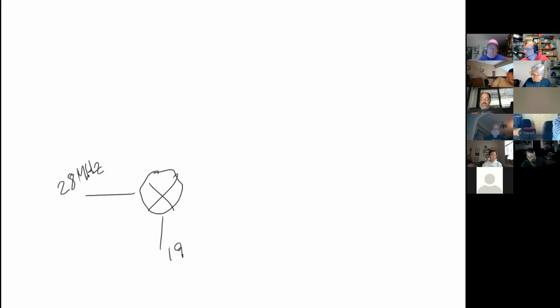Okay, next, we also have something called a transverter. And what we're going to do is draw a circle with a big letter X in between. And we're going to put 28 megahertz, and down here, we're going to put 194 megahertz.